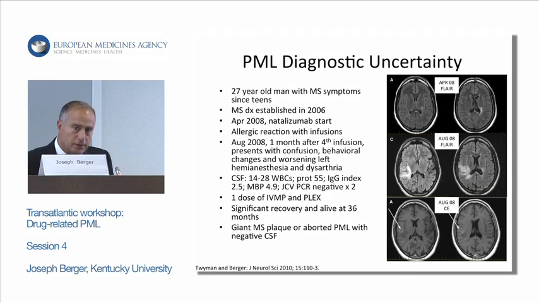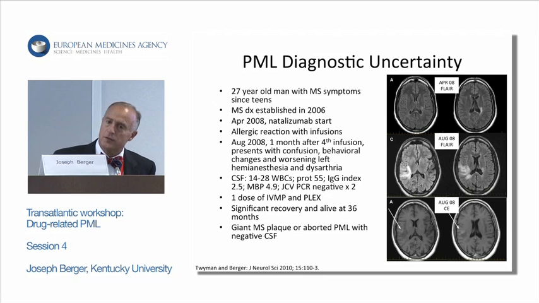I shared this case with a group called the Neuroinfectious Disease Group, which is a group of neurologists, Dave's a member of it, who have an interest in neuroinfectious diseases. It's a subgroup of the American Academy of Neurology. So I passed it around, and I said, tell me what you think this is. Do you think it's a giant MS plaque, or do you think this is PML that's aborted? And there was not uniformity. I will tell you that a distinct minority, some very well-known people, felt this was aborted PML with a negative JC virus study in the spinal fluid.